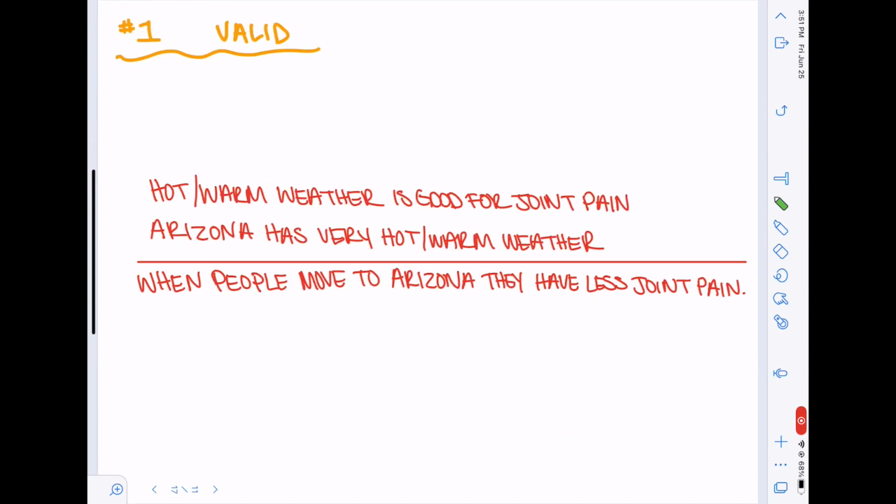Number 1, valid argument example. Hot or warm weather is good for joint pain. Arizona has very hot or warm weather. When people move to Arizona, they have less joint pain.